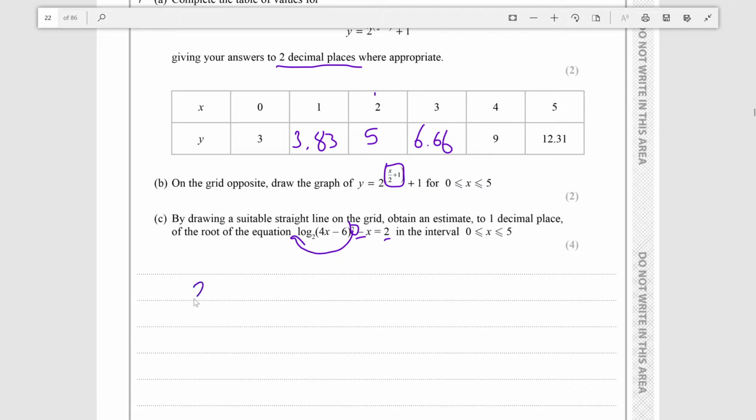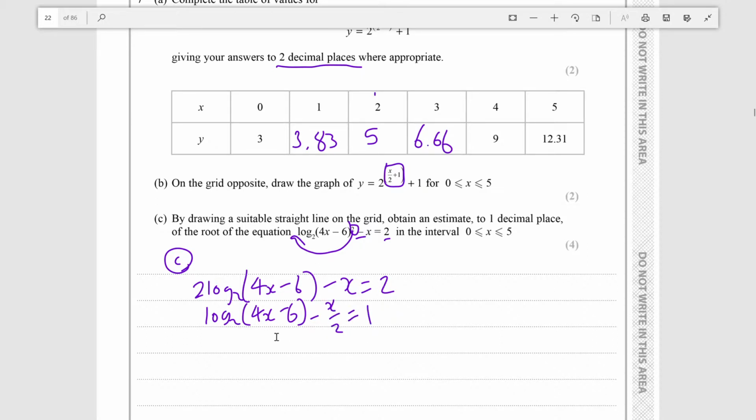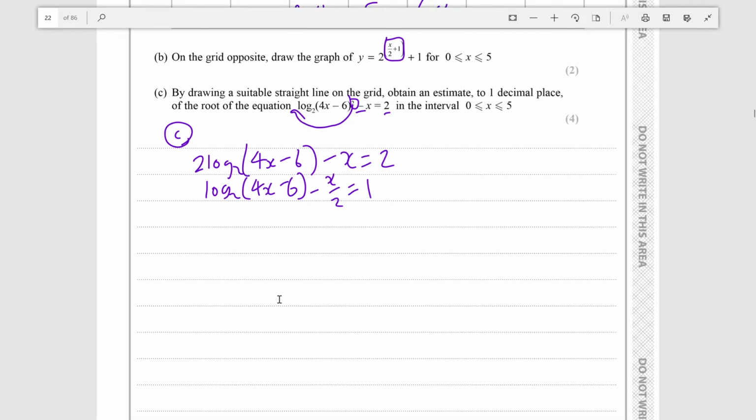So we'll have 2 log 2 of 4x minus 6 minus x equals 2. Then divide both sides by 2. Log 2 of 4x minus 6 minus x over 2 equals 1. Add x over 2 to both sides to get x over 2 plus 1, because that is the exponent, and as we're seeing that we get rid of this, we can take the power of 2 of both sides and have this just be 4x minus 6 instead of log 2 of something.